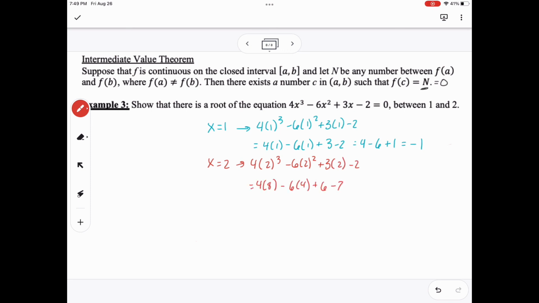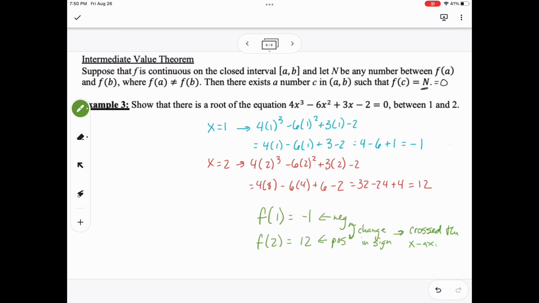Here we plugged in 1 and 2 and found that it's -1 and 12. Notice that the change in sign means you're going from one side to the next, and we know the equation we're given is a polynomial, so by definition it is continuous no matter what. Because of the change in sign, it has to cross the x-axis there to equal 0. So therefore there is a c value that, when we plug it in, will equal 0. Okay, have fun.